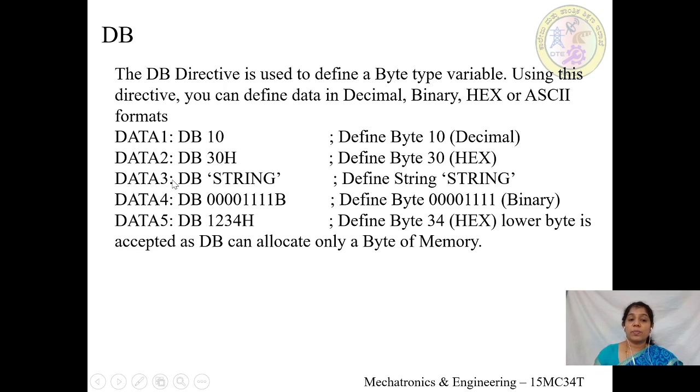DATA3 is the memory location, that is, a label. DB, define byte, defines a string. Strings in 8051 can have single quotations or double quotations. Then DATA4 colon DB, define byte, where this is a binary number. B indicates the values are in binary. Next the data is DB 1234H. Since DB is define byte, here we are giving a 16-bit value, so only the lower byte will be considered, that is, 34H will be considered.